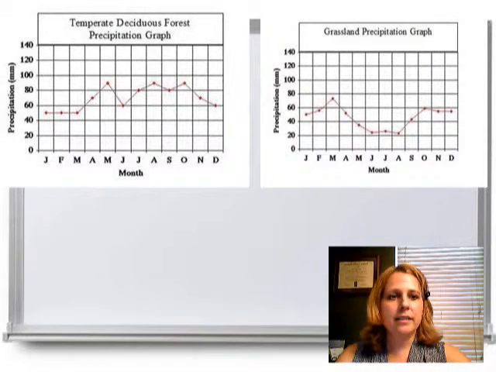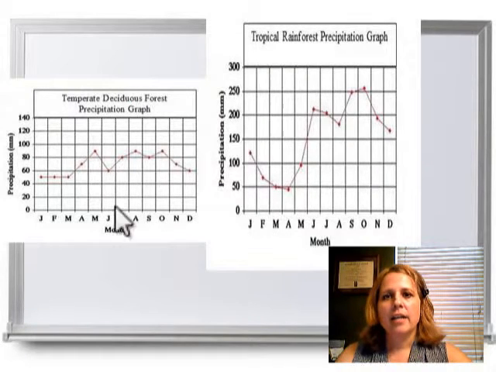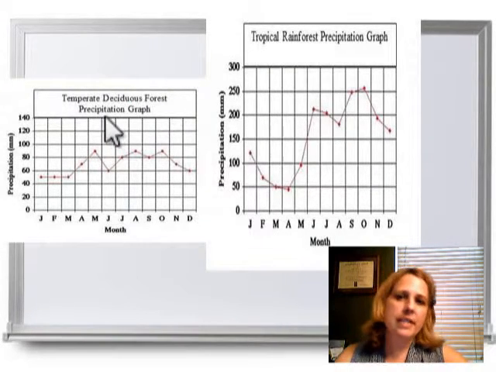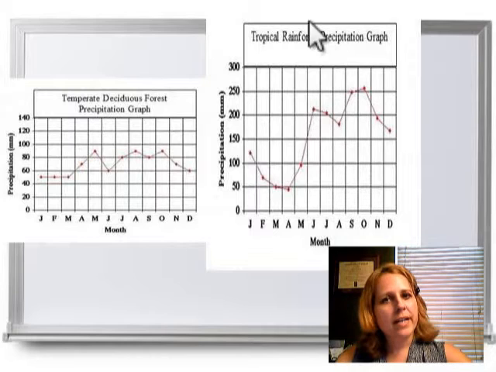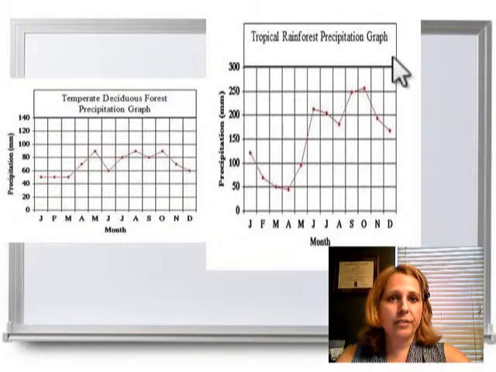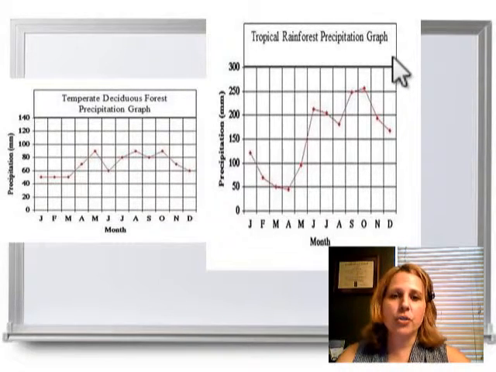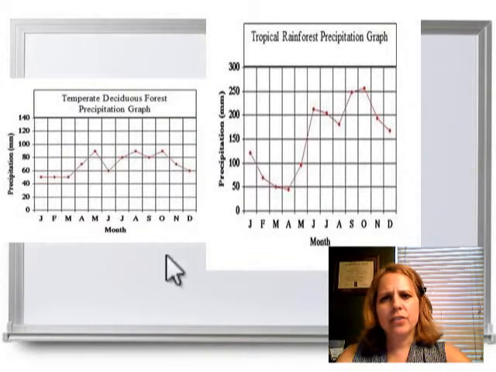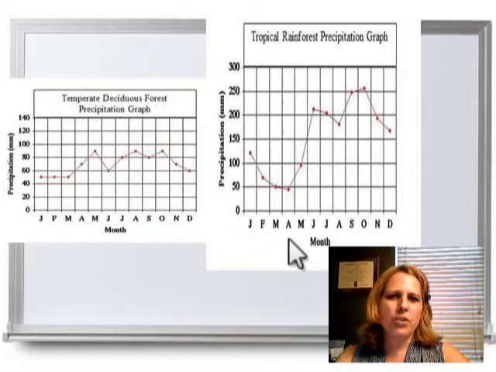Alright, now let's look at one more comparison to the deciduous forest. So right here we have a tropical rainforest. Remember, it's warm pretty much year-round. A lot of rain. So look at these two next to each other. What do you notice that's different?